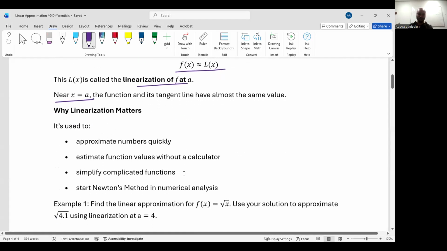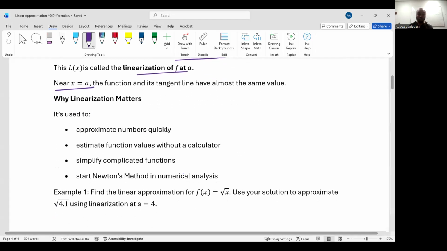Why do we care to do this? Well, it helps us to approximate numbers quickly. It helps us to estimate function values without a calculator. It helps us to simplify complicated functions. This is very, very important. And it is a start to a very big concept in math called Newton's method, being used in numerical analysis.